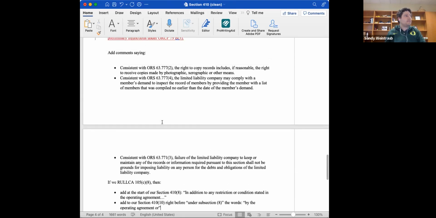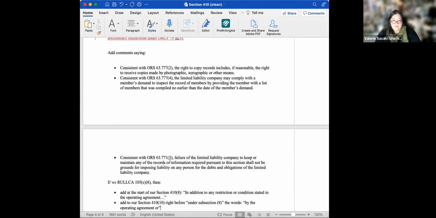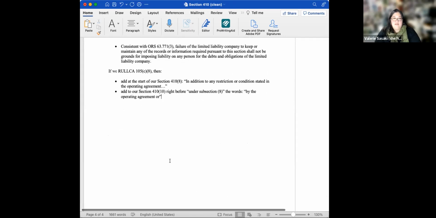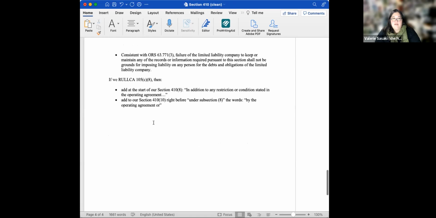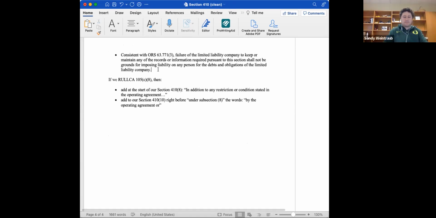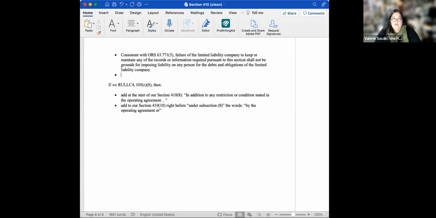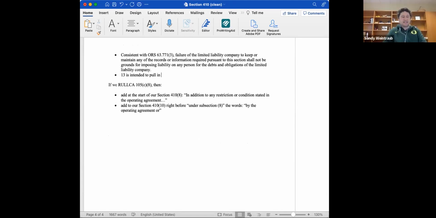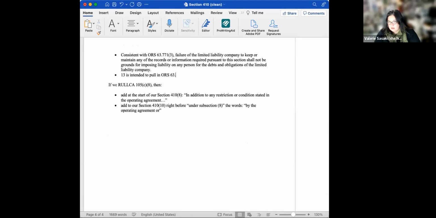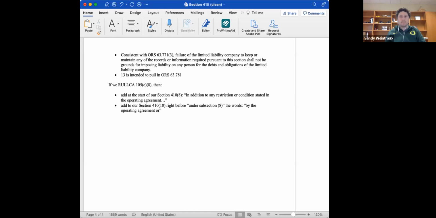There's one more bullet point on that last page, right? Okay, so you see the bullet point that says consistent with? I do. Let's add a bullet point after that paragraph that says 13 is intended to pull in the 63.781. And that way, if Sean needs to massage anything, he can do that. Thank you. No problem.